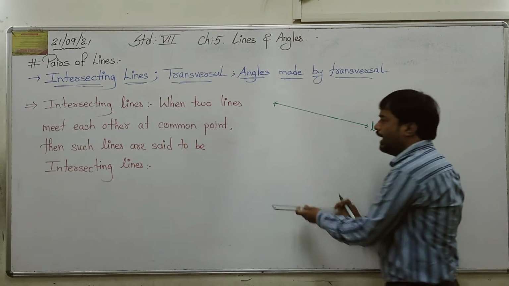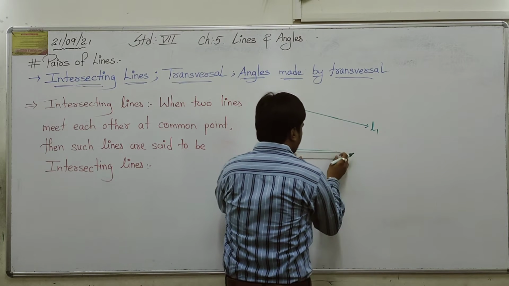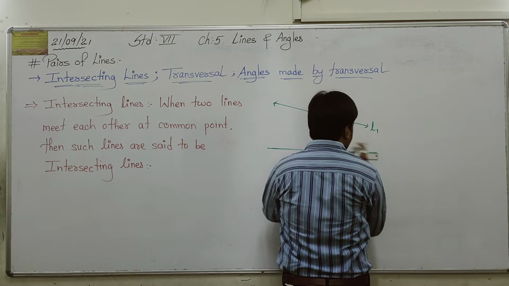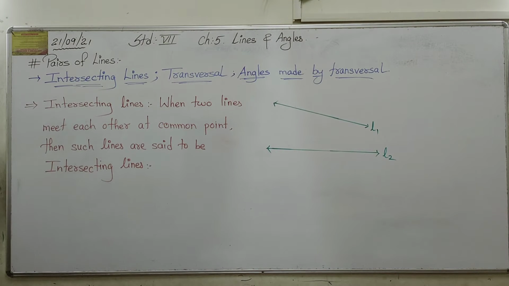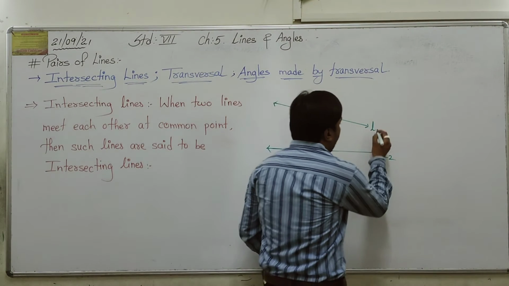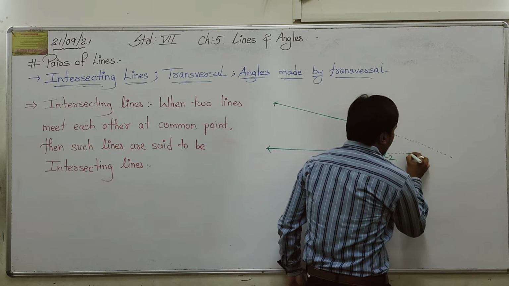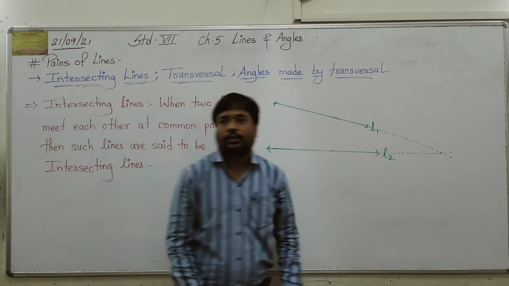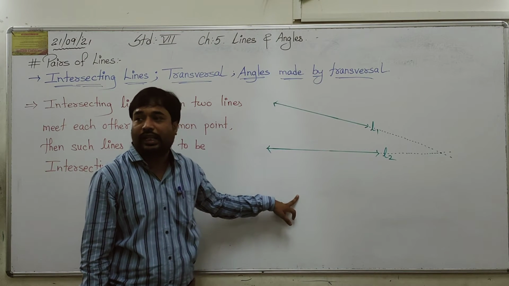this is your line 1, L1. It can be indicated by L1, right? And this is your line L2. Now this L1 and L2 can be considered as intersecting lines. How? We are very familiar that lines are extended in both directions. So see, if I extend this line further, then it will cut each other at some point. That's why we can say that these two lines are said to be intersecting lines.